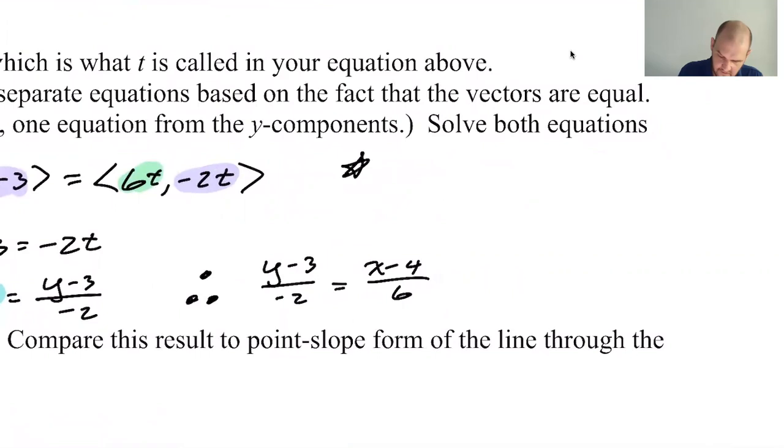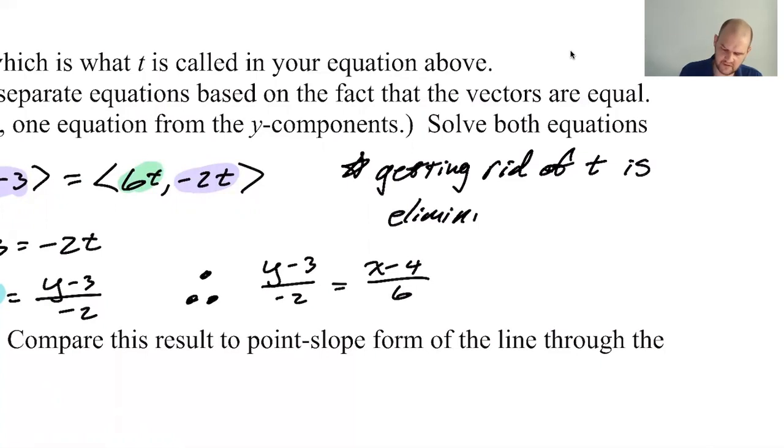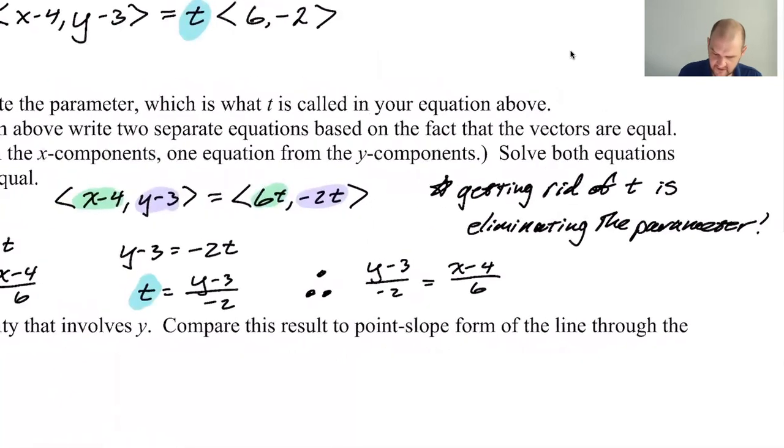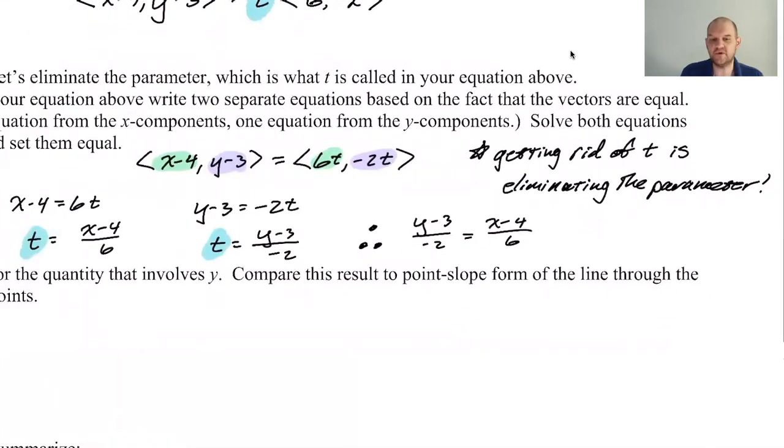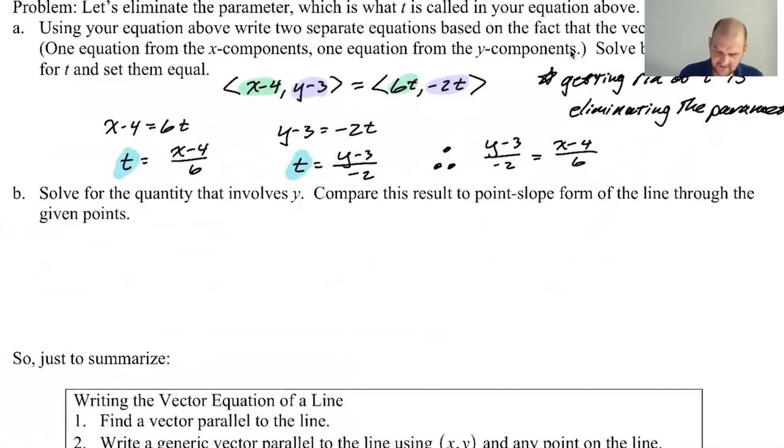So getting rid of t is eliminating the parameter. Sometimes I get lost in the middle of a word. Eliminating the parameter. All right, and then one last thing that I want to do here.